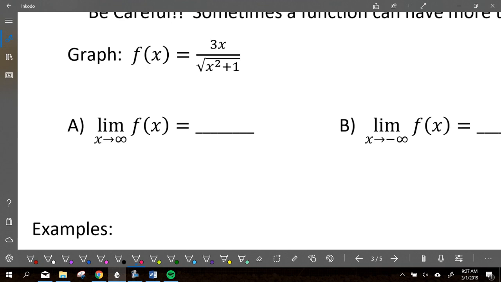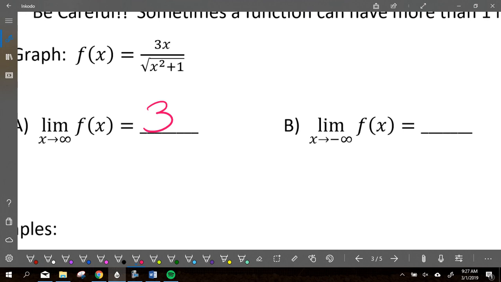If I plugged in infinity here, what's the degree of the numerator? 1. On bottom, it would be 1. If I plugged in infinity, show me with your fingers, what is your limit going to be? It's 3. The degrees are the same, so I look at leading coefficients. It's 3 over 1. That is not the same if it were negative infinity. If I plugged in negative infinity, what's going to happen? It's going to be negative. It's not always negative, but the reason it's negative here is because I'm squaring the bottom, which makes it positive, and the top would remain negative, and so it gets me a negative 3.